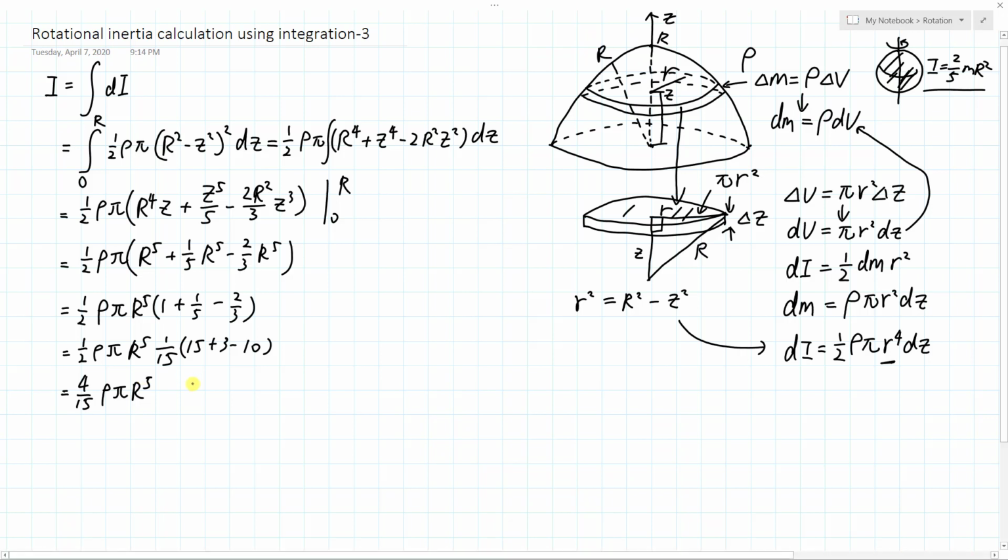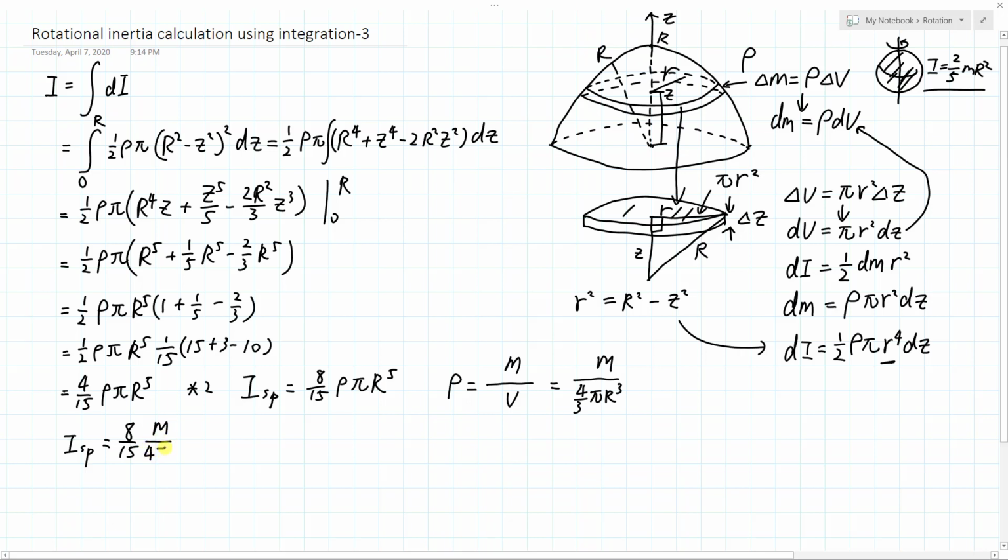So for the whole thing, we multiply this by 2 to get this of the sphere. So it's 8 over 15 rho pi r fifth. And rho is density, so if the whole sphere has mass m, we divide by the volume. The volume of a sphere is 4/3 pi r cubed. Okay, so plug that into the sphere's rotational inertia. 8 over 15. Rho is this m over 4 pi r cubed, and also a 3 flips to the top. And there's also a pi on the top, r to the 5th power.